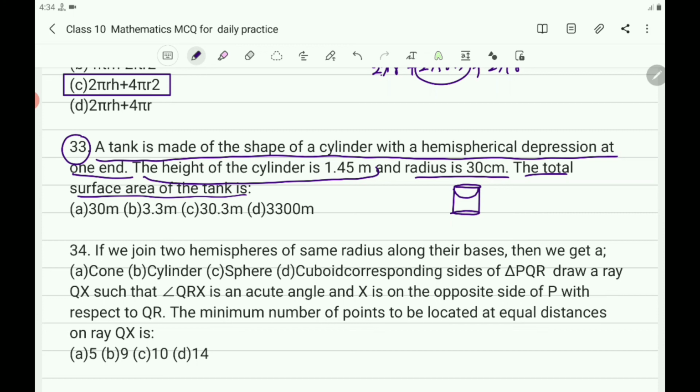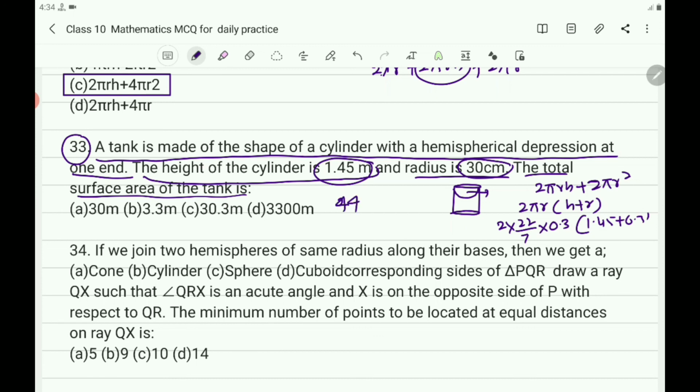The height of the cylinder is given and the radius is also given, that is 30 centimeter. As the height is in meter, take 30 centimeter as 0.30 meter. So the formula is 2 pi r h plus 2 pi r square, that is the inner surface area of the hemispherical depression. Now remove the common factor: 2 pi r into (h plus r), that is 2 into 22 by 7 into 0.3 into (1.45 plus 0.3). So you will get 2 into 22 is 44 into 0.3 by 7 into 1.75.